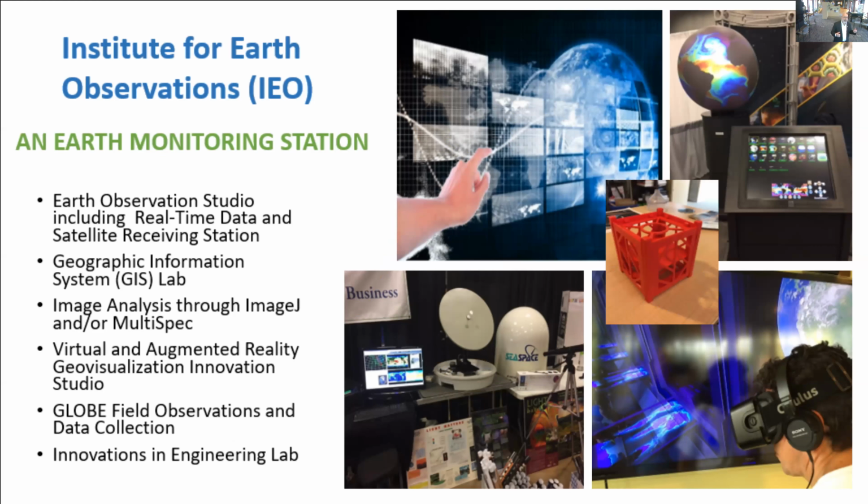To introduce GIS, then some image analysis programs that we use here, as this is from GLOBE, and Pete's going to talk to you about virtual and augmented reality in a little bit. And of course, the GLOBE field observations. And we have an innovation engineering lab that we're using for virtual reality. The idea here, we have a 250-acre nature park, and the idea is to be outside in the trees, doing the observations, but then bringing in and sharing data and information globally.